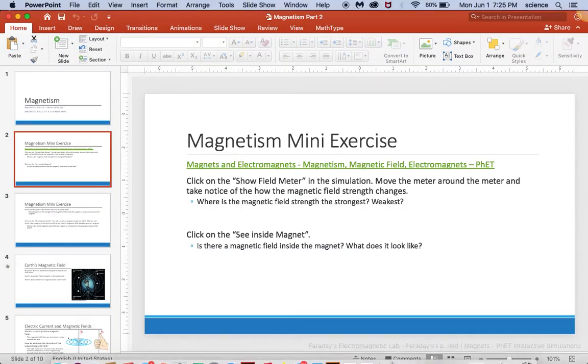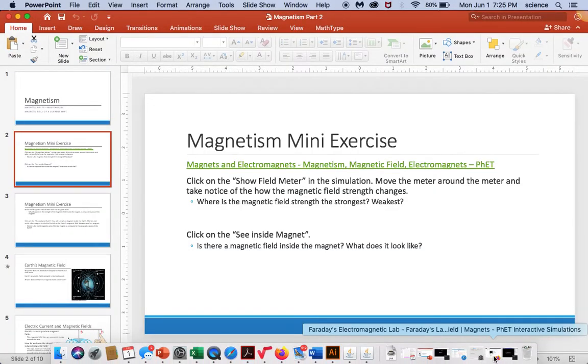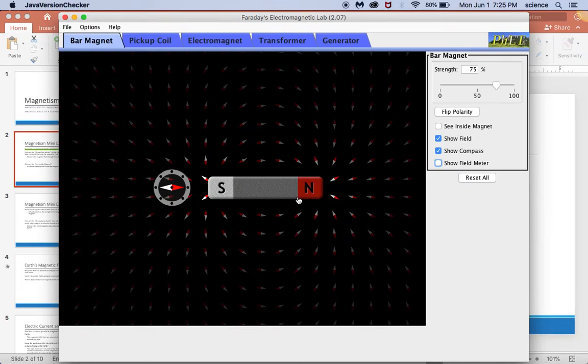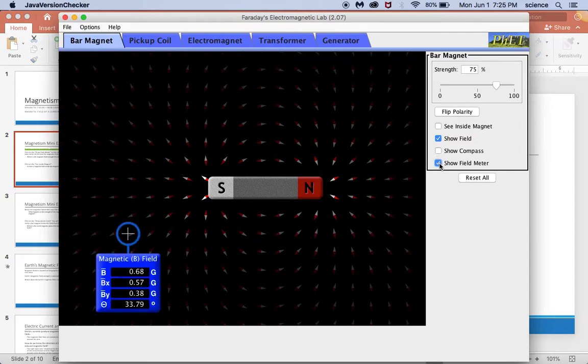So I have that simulation ready to go. So here's our bar magnet, and here's our compass. This is similar to what we looked at before. So I'm going to go ahead and remove the compass. We really don't need that there. I'm going to click on the show field meter.